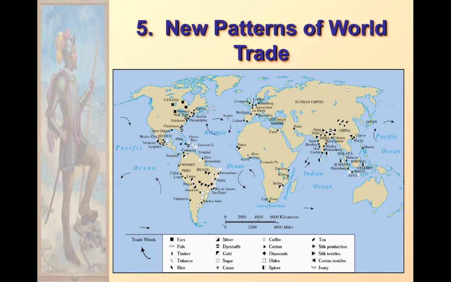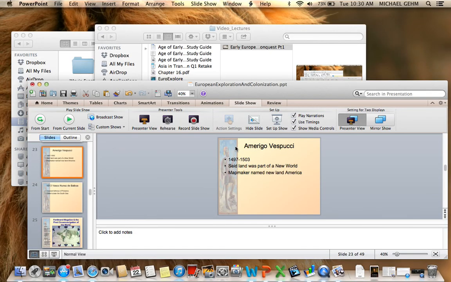Last but not least, this is just the patterns of world trade. Familiarize yourself with some of the areas, like where the fur, the fish, and the timber are located. You should be able to implement this information into an essay. That's going to conclude part 2 of the European exploration and conquest, or colonization, I should say.